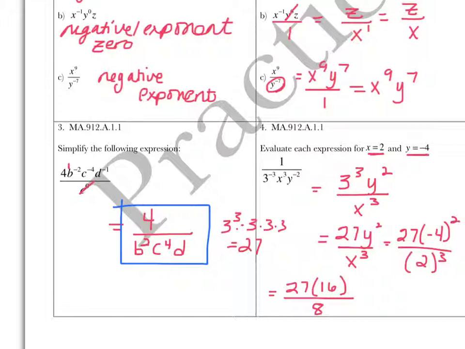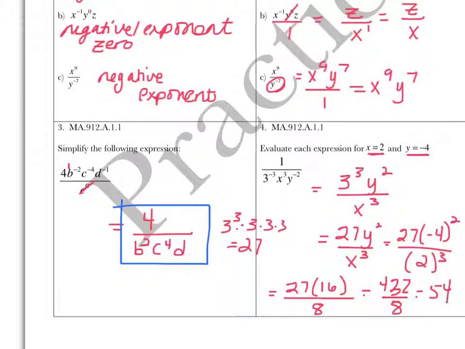So now I'm going to multiply across in my numerator. So 27 times 16. 27 times 16 is 432 over 8, and then I'm going to do that division. So divided by 8, and I get 54.